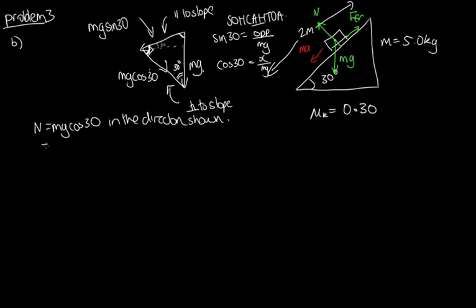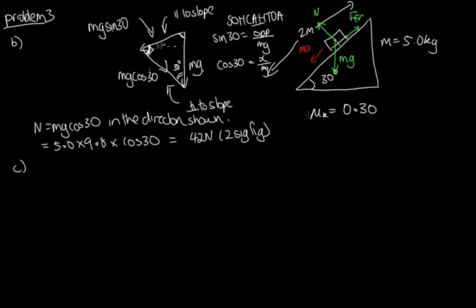Now we can actually come up with a number for this because we've got 5 kilograms times 9.8 times cos 30. Solving that on the calculator, we end up with 42 newtons, and that's to 2 significant figures, just because the mass is given to 2 significant figures. So that's part B.